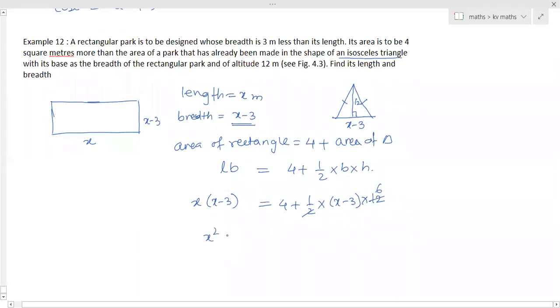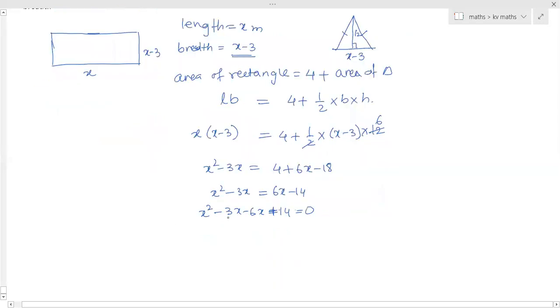So it is x square minus 3x is equal to 4 plus 6x minus 18. 6x minus 14 is equal to x square minus 3x. Minus 3x minus 6x plus 14 is equal to 0. So x square minus 9x plus 14 is equal to 0. 14 is 7 twos. So we'll get x minus 7, x minus 2 is equal to 0. So x is equal to 7 or 2.